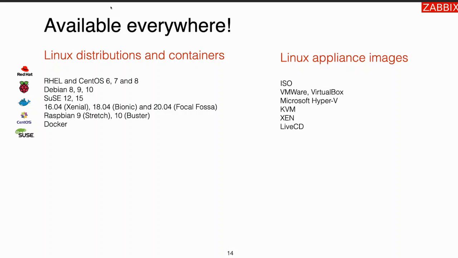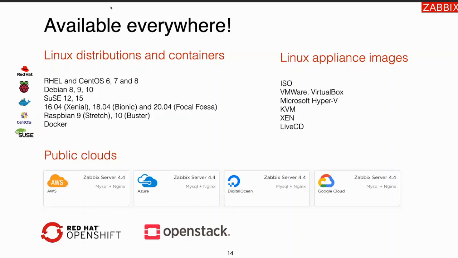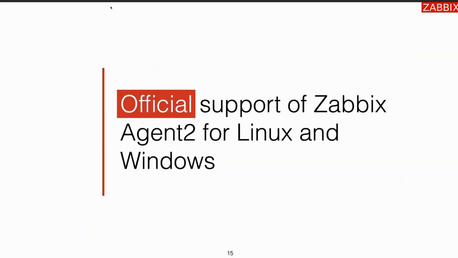We are trying to extend availability of Zabbix by supporting different distributions and providing packages for different Linux distributions, for example. We also create appliance images, and we also have Zabbix available in the public cloud. So at this moment, Zabbix 4.4 is available in AWS, Azure, DigitalOcean, and Google Cloud. It's just one-click installation. You go to AWS, you select the Zabbix server image, for example, and you install it with just one mouse click. But I believe that after a couple of weeks, Zabbix 5.0 will be available there as well. So let's talk about new features of Zabbix 5.0.